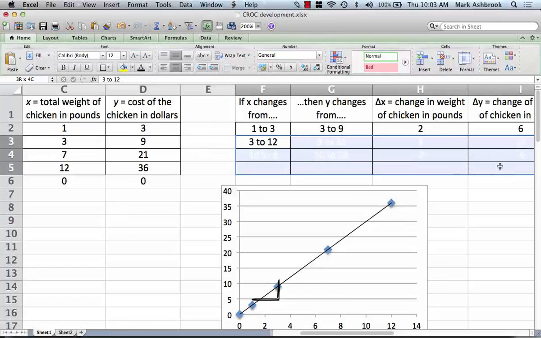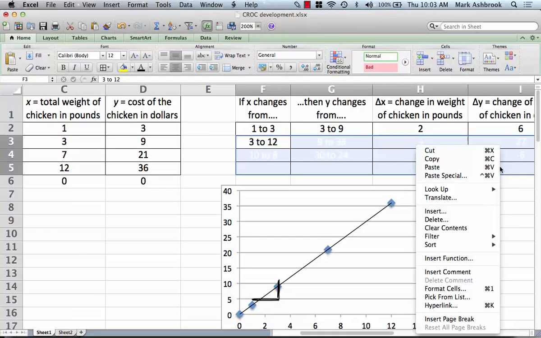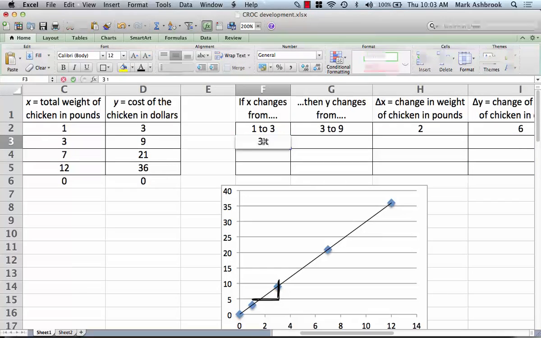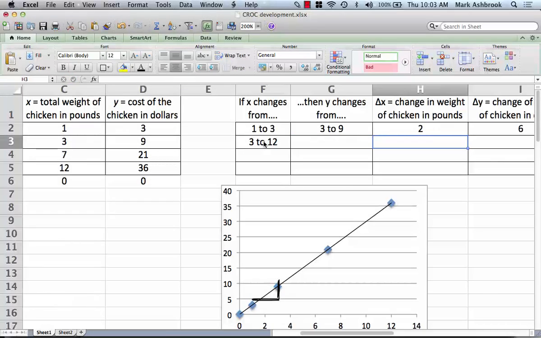Okay, this is just not working. Let's do this. Okay. And we'll make it all. Okay, so 3 to 12 means a delta x of 9.